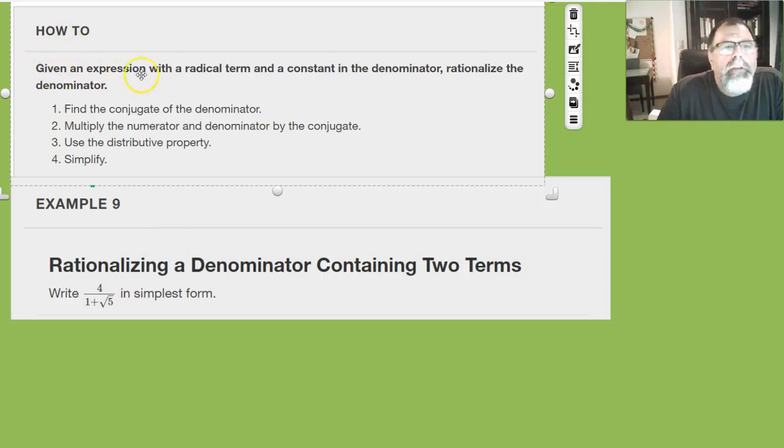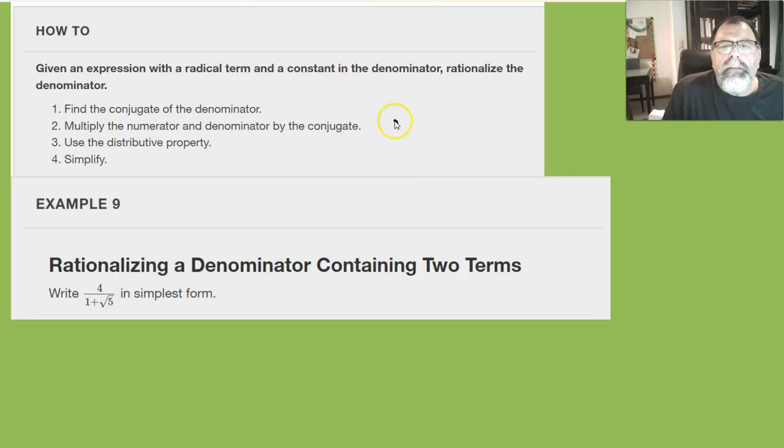How to: given an expression with a radical term and a constant in the denominator, rationalize the denominator. So you're going to find the conjugate of the denominator, and we'll talk about that in a second. And you're going to multiply the numerator and denominator by the conjugate. So again, you're multiplying by 1, so you don't change the value. And then you use the distributive property and simplify. All right, so these are a little more challenging.